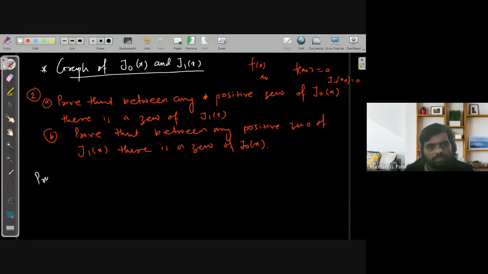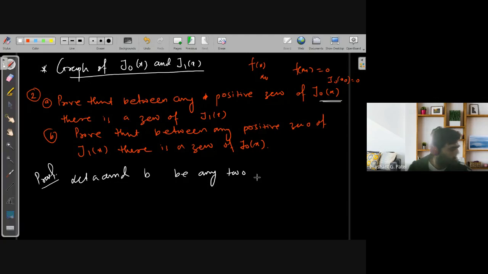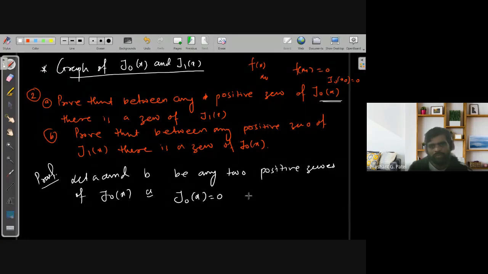So here we need to prove that between any positive zeros of J0, there is a zero of J1. So let us say, let a and b be any two positive zeros of J0 of x. That means J0 of a is 0 and J0 of b is 0. And here we have assumed a is less than or equal to b. That is the condition.